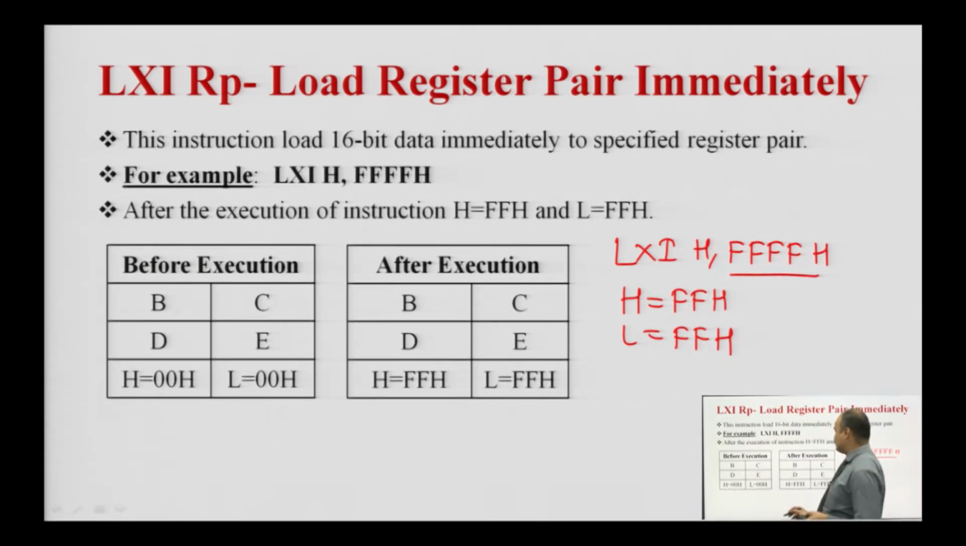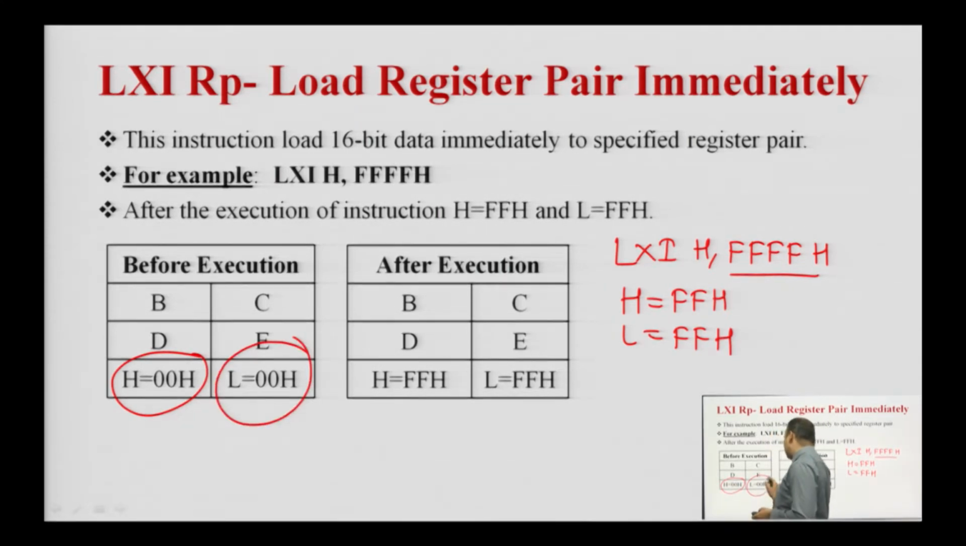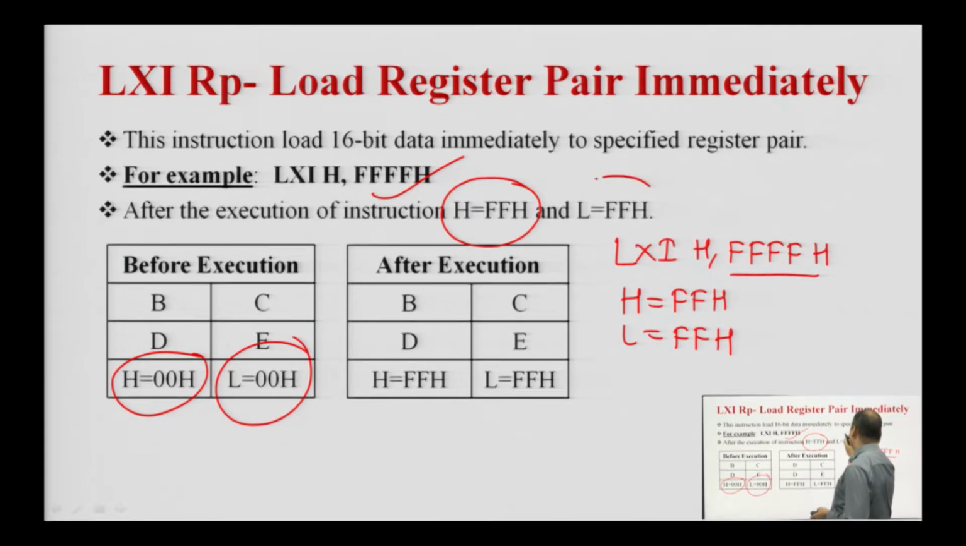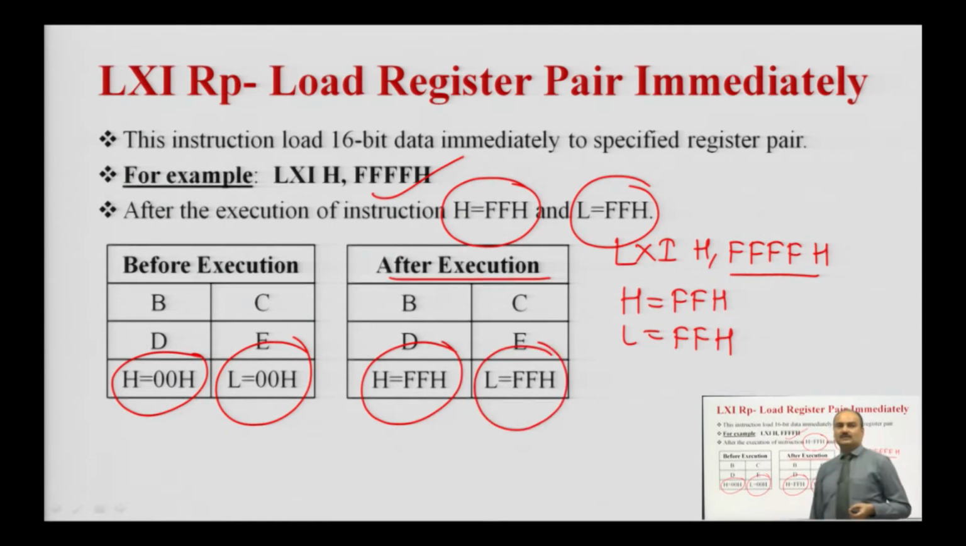So, before the execution of this instruction, the content of the H register is 00H and the content of the L register is 00H. Whenever the microprocessor executes this instruction, LXI H, FFFFH, it will load this 16-bit value into the H and L registers. So, the value of H becomes FFH and the value of L becomes FFH. This is the meaning of the instruction LXI RP. RP stands for the register pair. This instruction will load the 16-bit data into the register pair which is specified with this instruction.